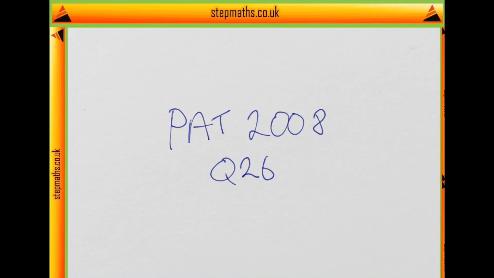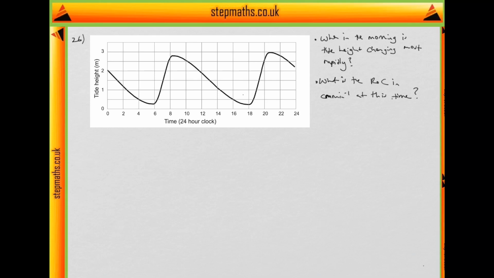Hi. Today we're going to look at the PAP paper from 2008 going through question 26. Question 26 gives us a graph of the tide height versus time for a 24-hour period. And we're asked, when in the morning is the tide height changing most rapidly? And what is the rate of change in centimetres per minute at this time?